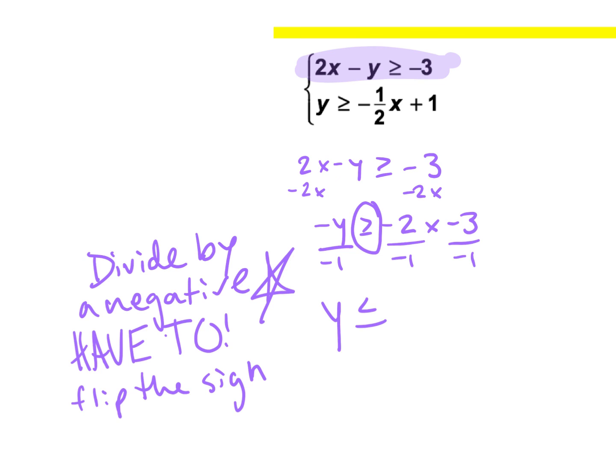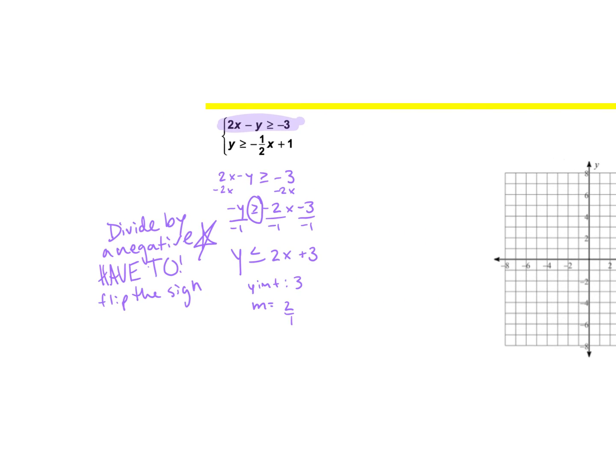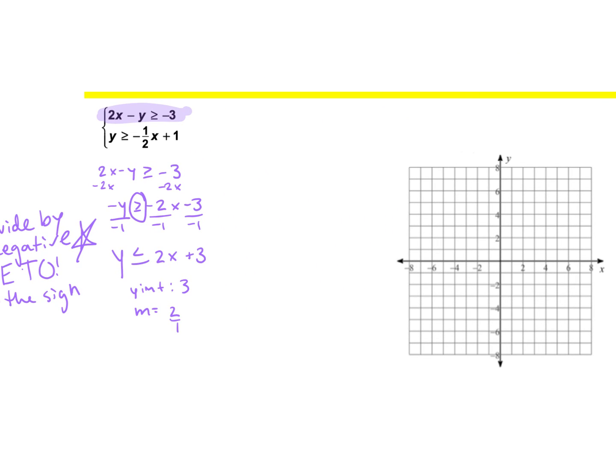What's negative 2x divided by negative 1? 2x. And negative 3 divided by negative 1? Plus 3. So what's my y-intercept? 3. And what's my slope? 2 over 1. So first thing I'm going to graph is what? The y-intercept. So I have a point at 3.